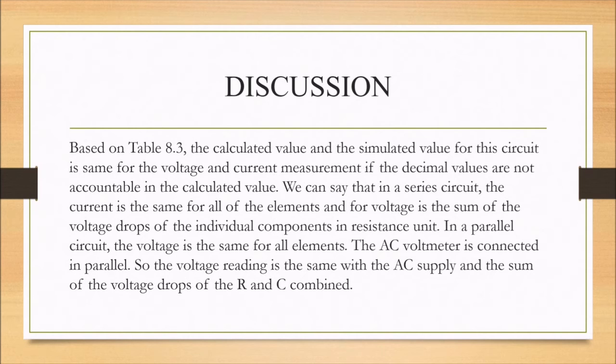So we can say that in a series circuit, the current is the same for all the elements, and the voltage is the sum of the voltage drops of the individual components. In a parallel circuit, the voltage is the same for all elements. The AC voltmeter is connected in parallel, so the voltage reading is the same as the AC supply and the sum of the voltage drops of the R and C combined. So that's all from me now. I would like to pass this presentation to my teammate.